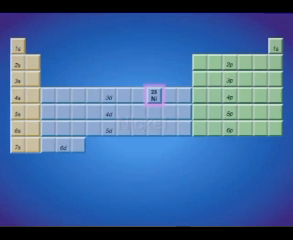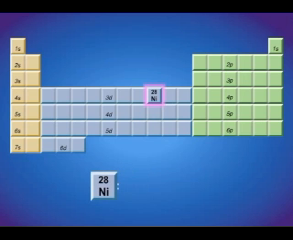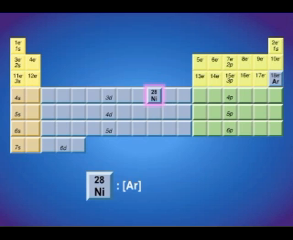Nickel has an atomic number of 28, meaning that the atom has 28 protons and 28 electrons. Let's start with the ground state electron configuration with the noble gas core preceding nickel. We start with the argon core, which accounts for 18 electrons. We have 10 electrons left to place.